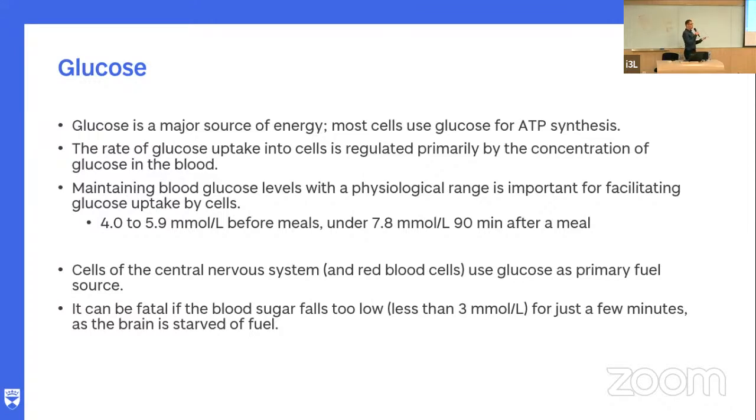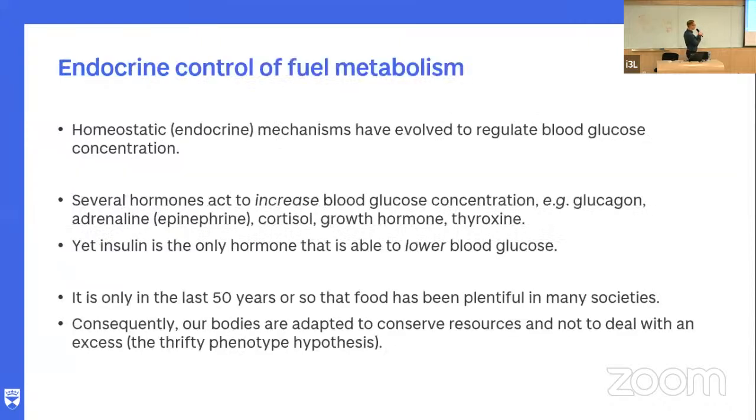So this is where the hormones and the endocrine system play an important role. Now, we have a number of mechanisms and several different hormones that will act to increase blood glucose concentration. I've listed some on this slide here. Some hormones that act to increase blood glucose concentration include glucagon, adrenaline, cortisol, and growth hormone. However, while there are lots of hormones that will increase blood glucose concentration, there is only one hormone that acts to decrease blood glucose concentration, and that hormone is insulin.